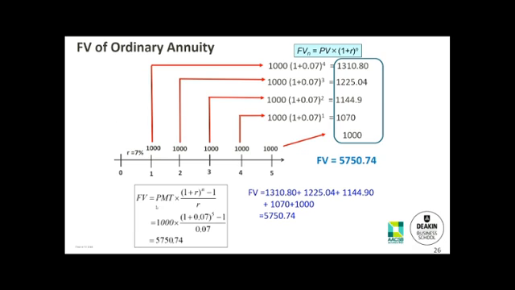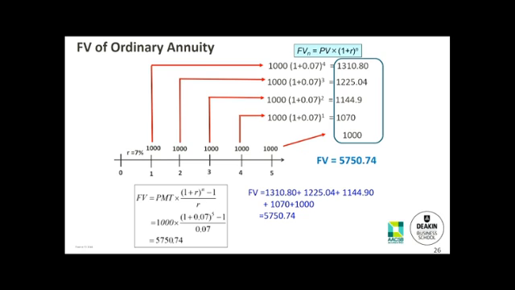Now, the equation is here. How much is your payment? How much is your interest? 7%, right? How much is the number of payments? 1, 2, 3, 4, 5. 5, do you agree? Are you able to work out the future value? Is it much easier than the approach we learned before?